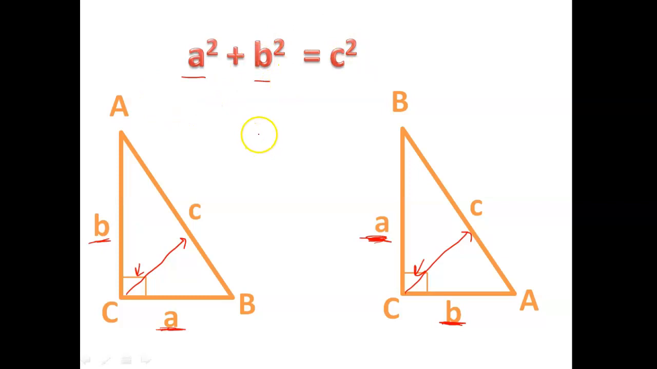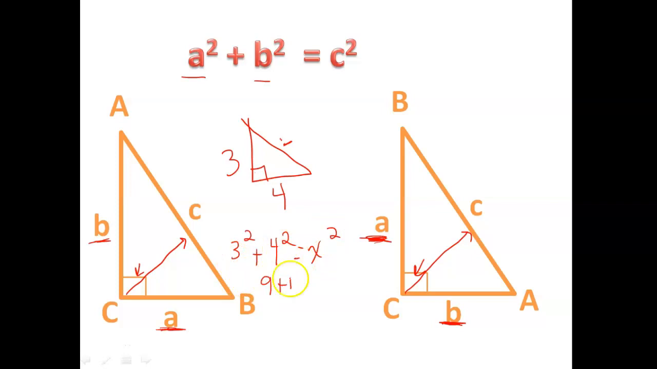Let me just draw one. So here's the right triangle. 3, 4, and I want you to find the missing side. So you're going to say a squared, 3 squared, plus 4 squared equals the missing side, x squared. 3 squared is 9. 4 squared is 16. 9 plus 16 equals 25.